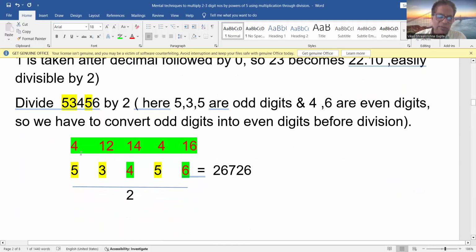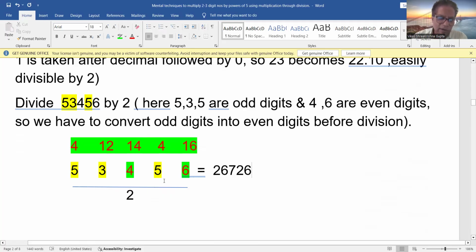So I take the even number before 5, that is 4. Then 1 is extra. I take 1 to 3, it becomes 13. Now 13 is not to be taken because 13 is again an odd number. So I always write the number below the odd number, so 12 is below 13. So I write 12. I take one extra to 4, it becomes 14. And 14 is an even number, so no need to take any further. Now again 5 is an odd digit, so I take 1 from it and it becomes 4, and 6 becomes 16.